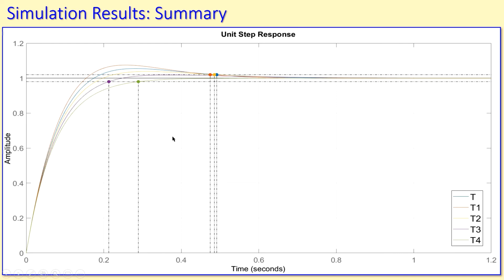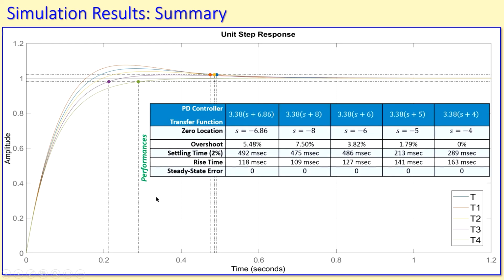Now, if I summarize this all in table form, this is the performance here, and the PD control transfer function is given here. This is the original case. The 0 location is shown in this row, the overshoot, settling time, rise time, and also the steady state errors. Now, in all cases, you see that the steady state error is 0. That is fine. That is also what we wanted for our deadbeat response. What you see here is that the settling time is the smallest for this case, but the rise time is the smallest for this case.